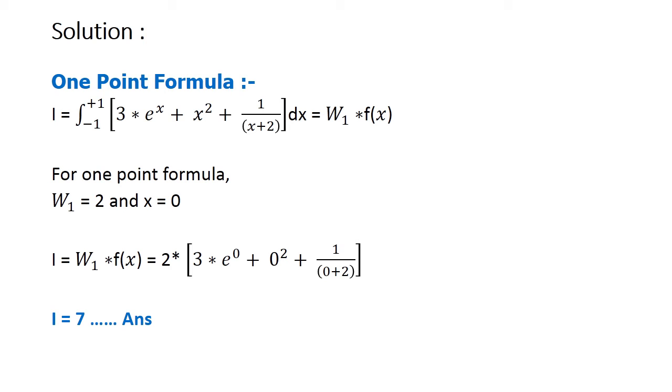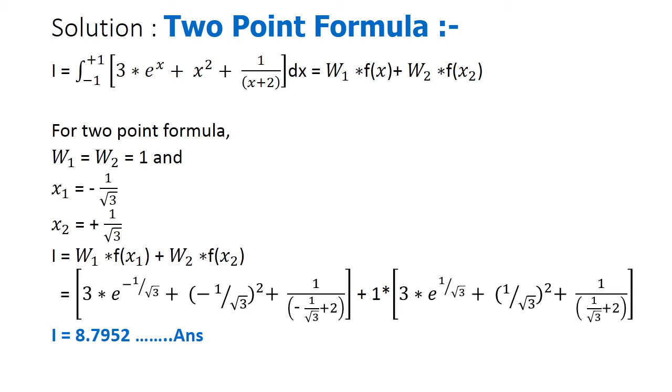After solving the equation f of x = 3e^x + x² + 1/(x+2) within the limits -1 to +1, by using the 1 point formula, we have obtained the integration as 7. Now we will see if the same function is evaluated by using the 2 point formula, what will be the answer: whether it is 7, less than 7, greater than 7, or approximately near to 7.